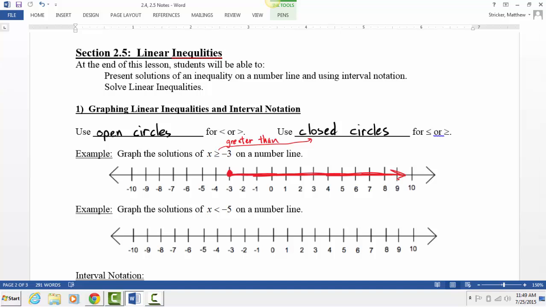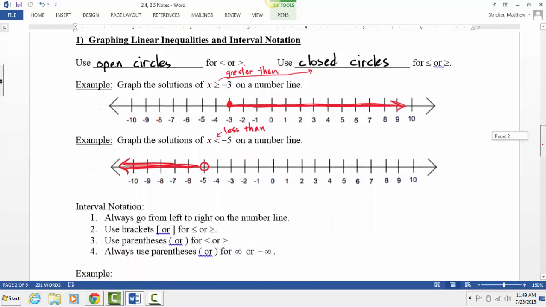We have another example. Graph the solutions of x is less than -5. Notice here there's no equal to, so I'm not going to use a closed circle this time. I'm going to use an open circle at -5. And now it's less than, which means we now shade to the left instead of to the right like before.